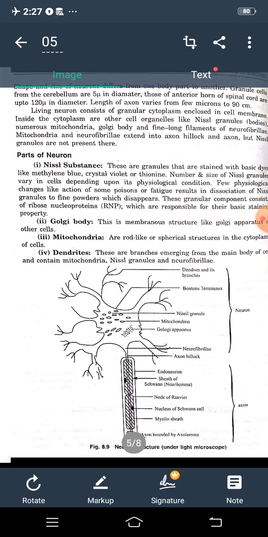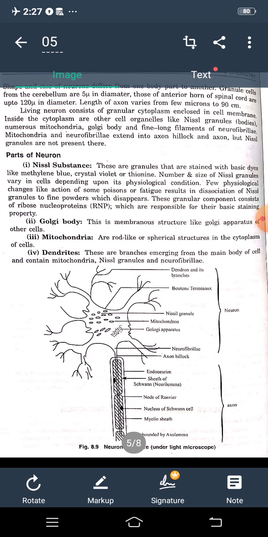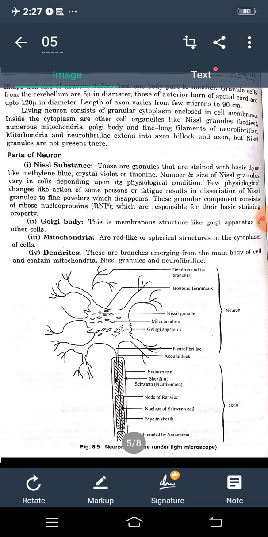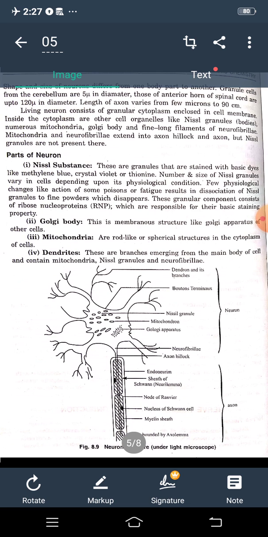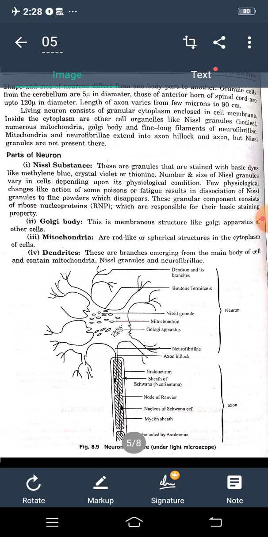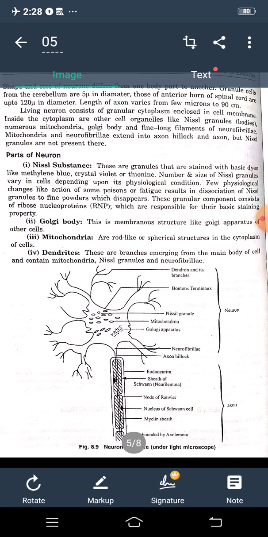Then parts of the neuron: Nissl substance. These are granules that are stained with basic dyes like methylene blue, crystal violet, or thionine. The number and size of Nissl granules vary in cells depending upon their physiological conditions. Few physiological changes, like the action of some poison or fatigue, result in dissolution of Nissl granules into fine powder, which disappears. These granules are composed of ribonucleoprotein, RNP, which is responsible for their basic staining property.